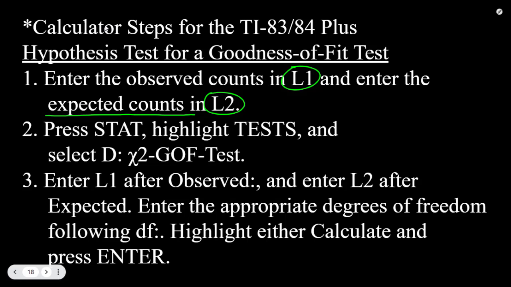And then we will enter L1 for the observed category. We'll enter L2 for the expected category, and then enter the appropriate degrees of freedom following the DF option there. Remember, the degrees of freedom is always 1 less than the number of categories that we have. Then we highlight either calculate or draw. We're going to do calculate and we're going to press enter.